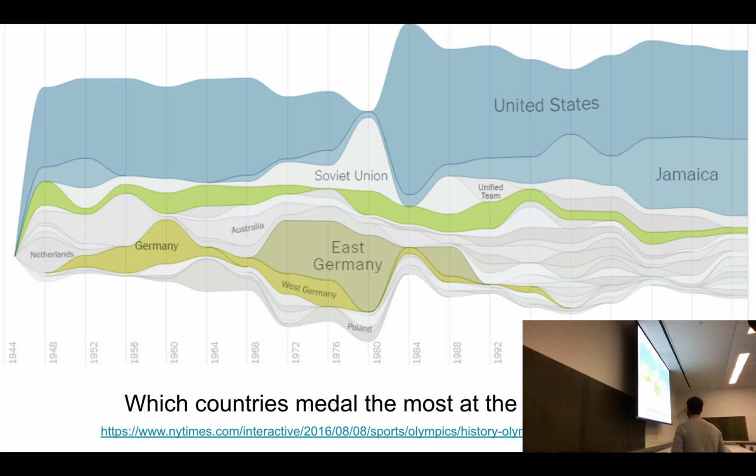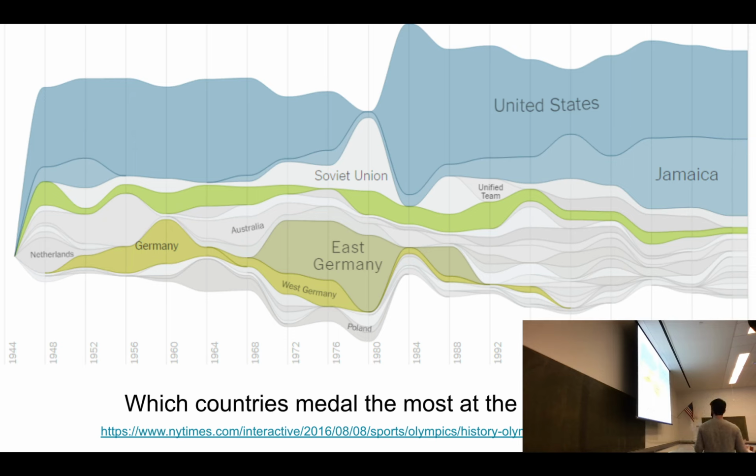Okay? Any other things you notice about this chart? It shows how countries change, like Germany, East and West Germany. Yeah, it shows how countries change. So East Germany just disappears, right? Because it was no longer a country. Same with West Germany. The U.S. boycotted the 1980 Olympics, so that's why their band goes to 0.